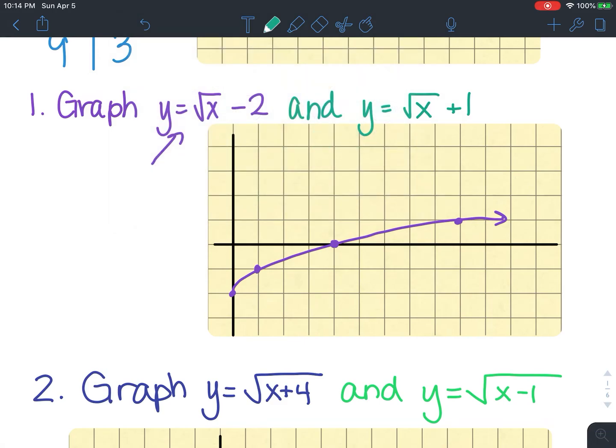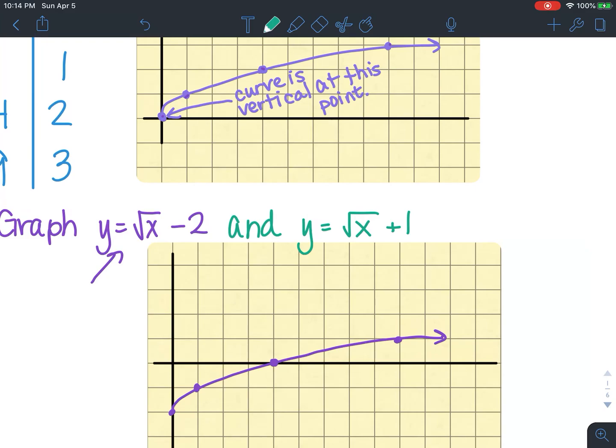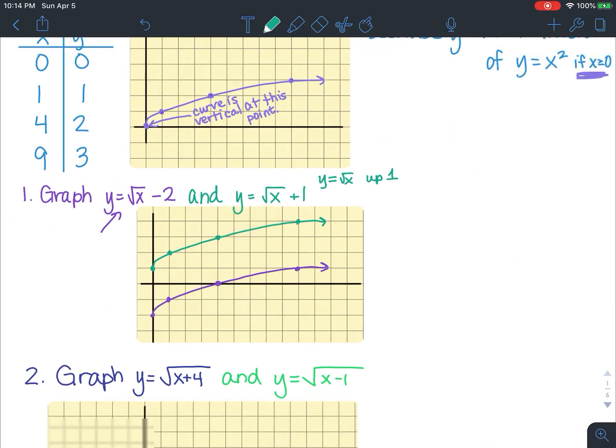Okay, let's take this greenish one. Now all of these points are going to be up 1. So it's always about going back to the parent. So this is going to be y equals the square root of x, but every one is going to go up 1 spot. So instead of being at 0, 0, we'll be at 0, 1. Instead of 1, 1, we'll be at 1, 2, 4, 3, and 9, 4. Okay. All right, I hope it's going okay so far.